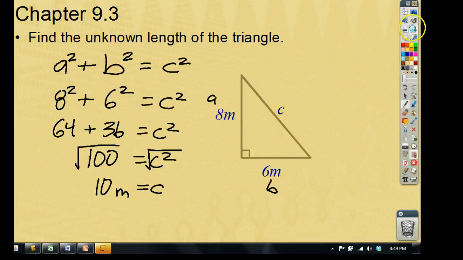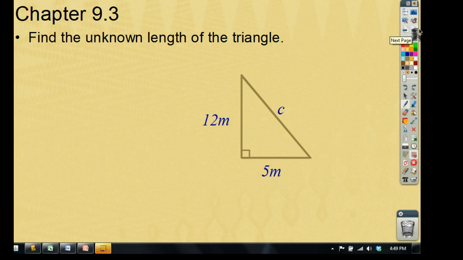Okay, let's try another one. Why don't you try this one? Go ahead, pause the video, and you try it. Hopefully you had a chance to do that, and we'll go ahead and do this one together.